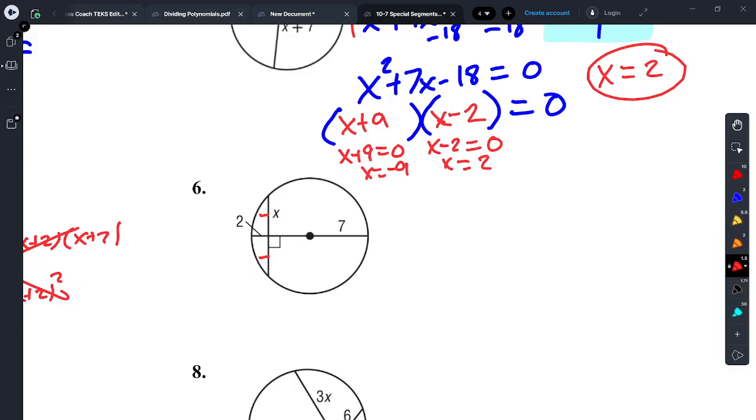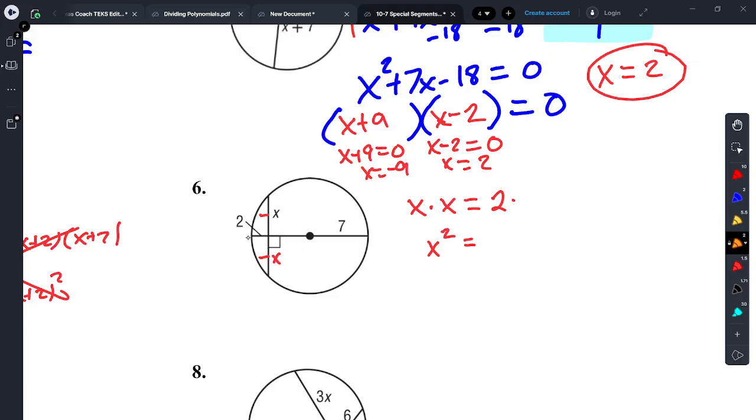All right. So we know it bisects the chord, so those are both x. So that's going to be what? x times x equals 2 times 7. So we get x squared. Not 2 times 7. Good. All right, so be careful.